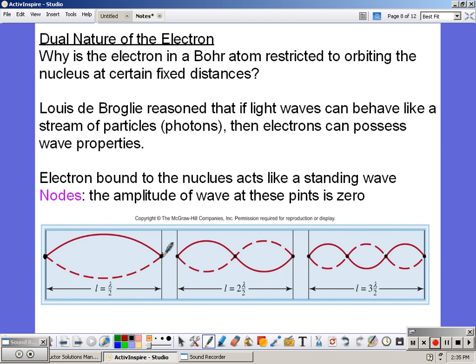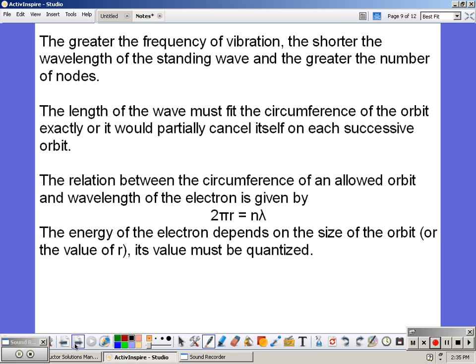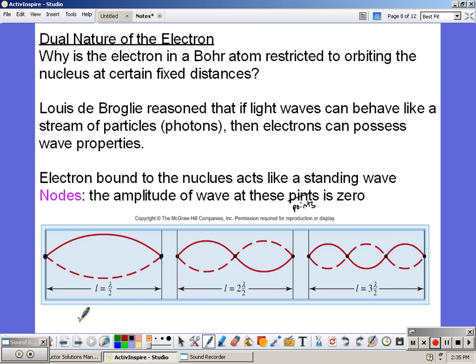So the amplitude here is 0. The amplitude there is 0. The greater the frequency of vibration, the shorter the wavelength of the standing wave and the greater the number of nodes. So if we go back, you can see how changing the wavelength, here it's the longest, then it gets shorter and shorter. We're adding a node, we added 2 nodes, and the frequency increases.